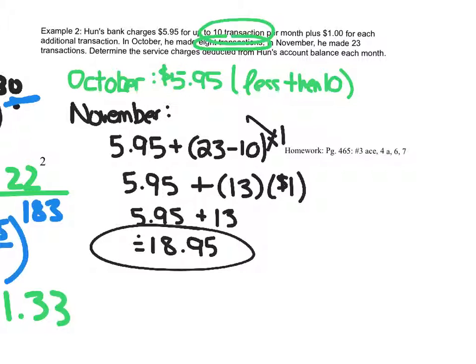Okay guys, so just a couple of questions for this unit. They won't take you very long to do. Page 465, number 3A, C, E, 4A, 6, 7, just looking at different savings alternatives.